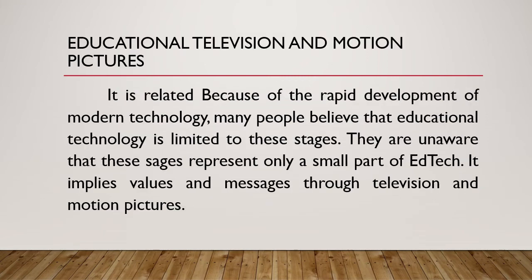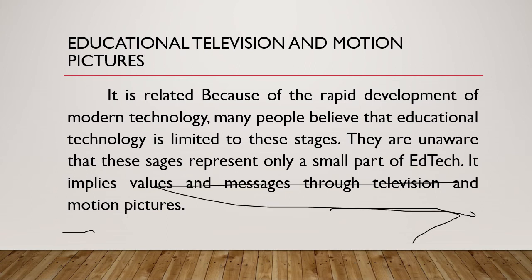Next is educational television and motion pictures. Educational television and motion pictures are related because there is a rapid development in modern technology. Many people believe that educational technology is limited to these stages. They are unaware that these stages represent only a small part of educational technology. It implies values and messages through television and motion pictures. So this is about sending messages or imparting information through television and motion pictures.